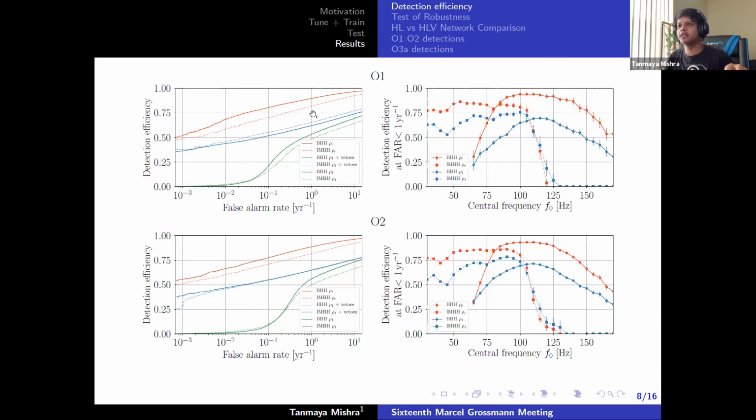As we can see from all these plots, the machine learning aided search improves the sensitivity of the searches. For BBH, it is around 25% at FAR less than 1 per year, and for IMBH, the improvement is around 15%.